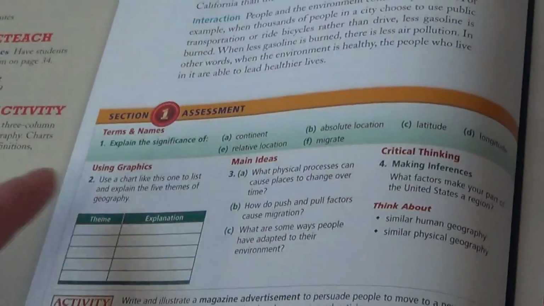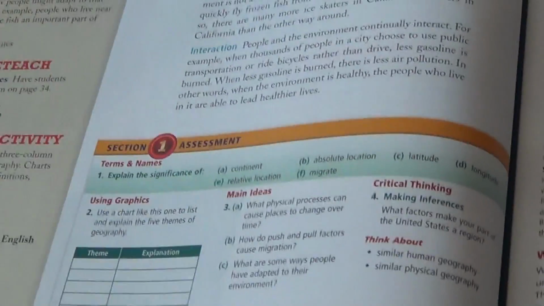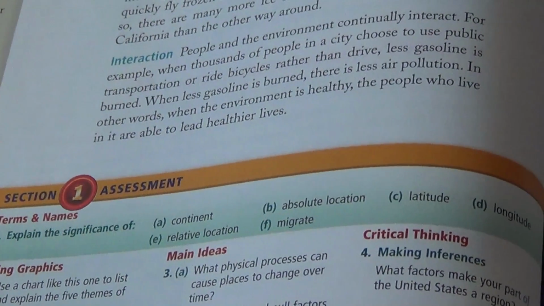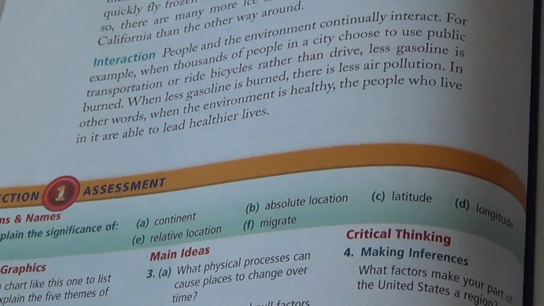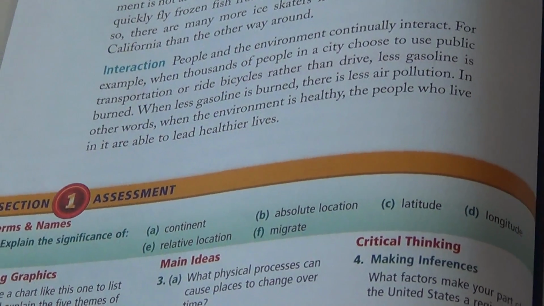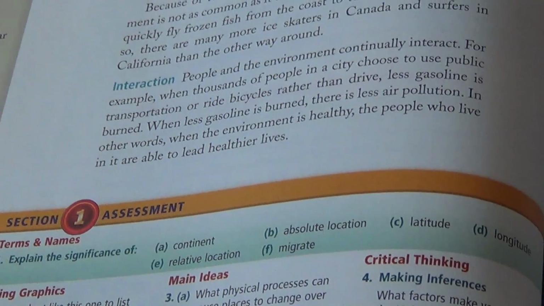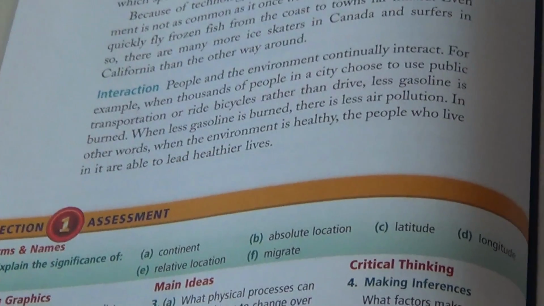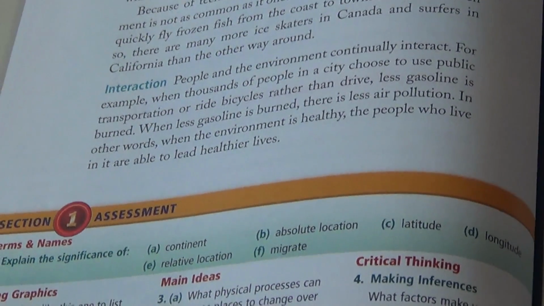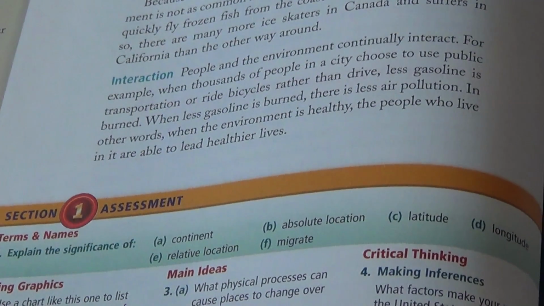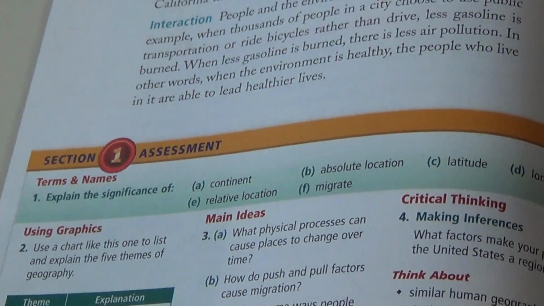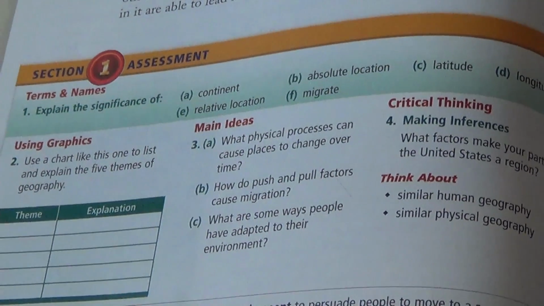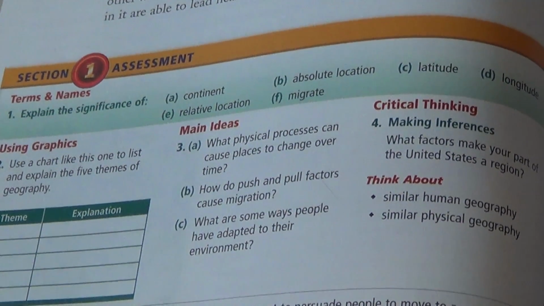It's got this green color at the top, and within that green band, it's actually got your terms listed again. So it says you need to know continent, relative location, absolute location, migrate, latitude, and longitude, and that they are within this section, not within the entire chapter. You just have to look at this section to find those terms. Again, we'll talk about the glossary and how you can find those term definitions a little easier. It's also got some questions you can answer here, and once in a while we do the section assessments or part of the section assessment in class.